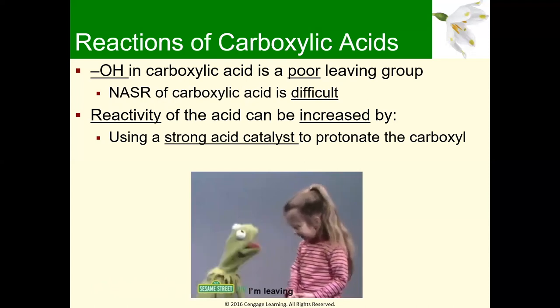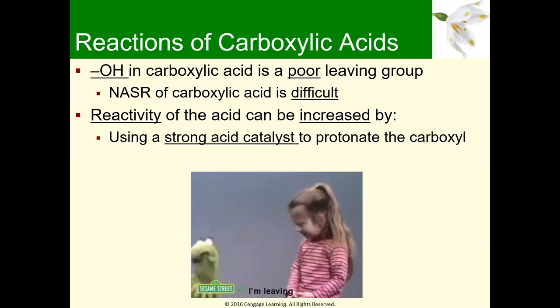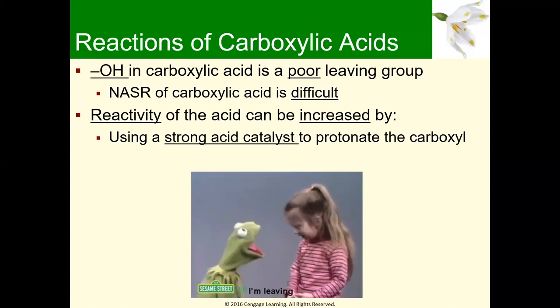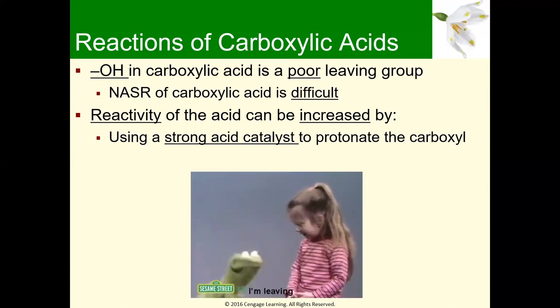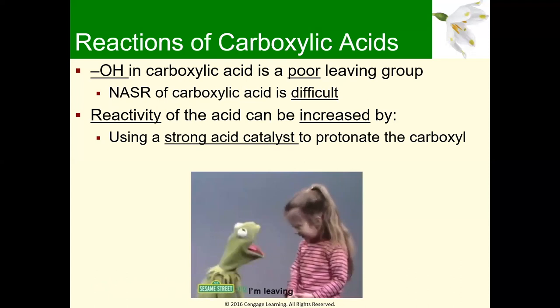So the reactivity of the acid can be increased by, first of all, using a strong acid catalyst to protonate the carbonyl. That's one technique, and we'll look at that in just a second. Using a strong acid catalyst to protonate the carboxyl, sorry.